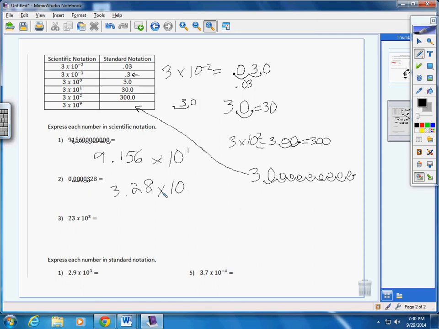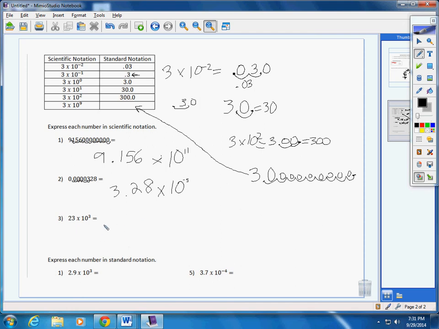The question is what? How many spots did I move it from here? 1, 2, 3, 4, 5. So I'm going to write a 5. Oh, wait a sec. You guys thought I was going to make a mistake, but I'm not. If I were to multiply this out, meaning I were to move this decimal point and turn this number back into standard notation, if I left it as a positive 5, that's really telling me that I need to move my decimal point to the right to get a really big number. And we know that's not what this number right here is. This number is very small. So make sure that that exponent is negative.